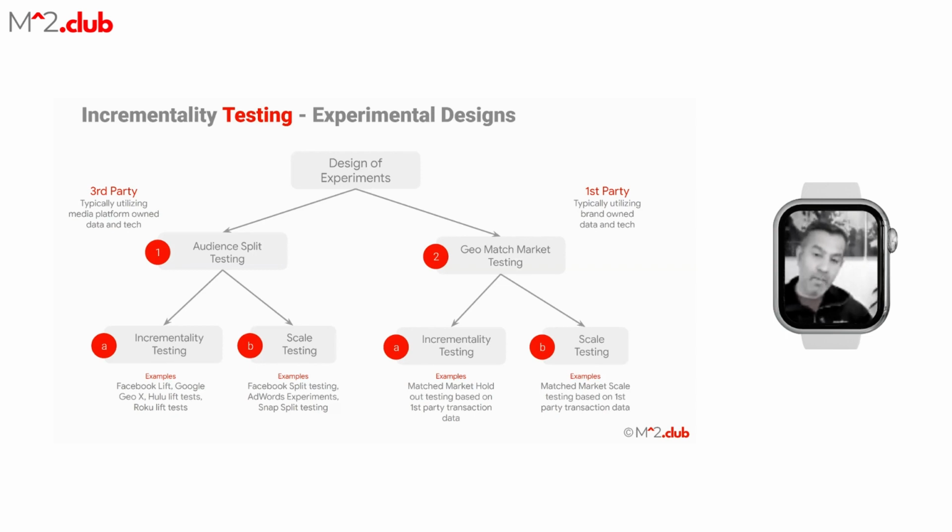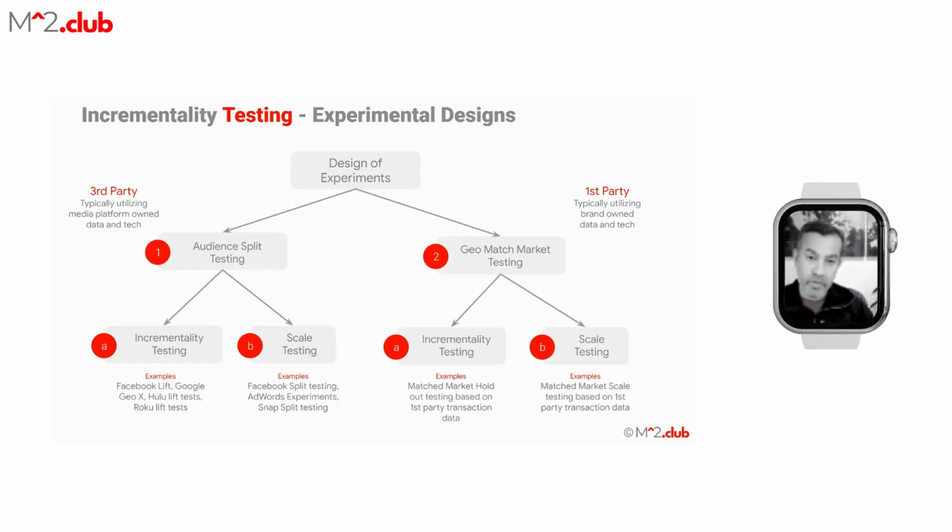Okay, but those are the two big buckets of testing. One is split testing, which is a classic RCT approach. Second is geo match market testing. Now, the beauty of geo match market testing is that it can be fully anchored on first-party data, and that's why it's becoming a more and more widely accepted and adopted approach across the industry, because you can control the testing.